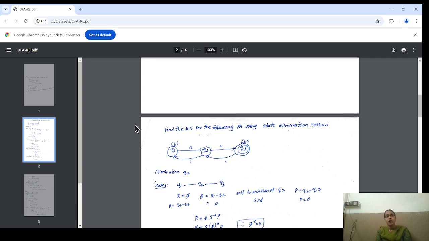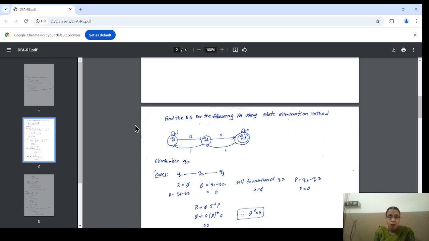At the end, only the final and start states have to remain. The remaining states are eliminated. So here the intermediate state Q2 must be eliminated. For that purpose, we are taking the three cases. One is Q1, Q3, start state and final state. We are taking the combinations Q1 Q3, Q3 Q1, Q1 Q1, Q3 Q3. Like that, we are taking the combinations.